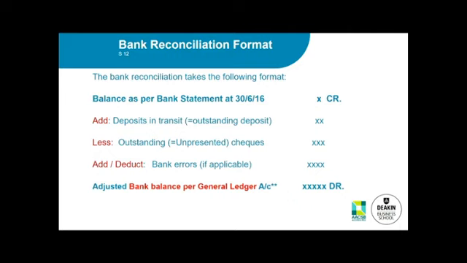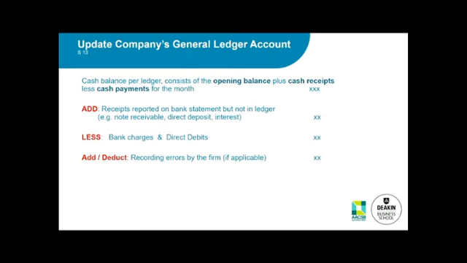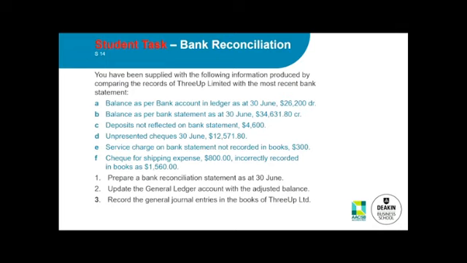Balance according to the bank statement, you have that information. Add deposits in transit, you have that information. Outstanding checks, you have that information. Any errors, you also have that information. And then once you go through that, you will get to your adjusted bank balance that you should have in your ledger account. Okay? And while you're doing the question, if you have any queries and you want to ask me any questions, just raise your hand. I'm happy to come around and help you out.